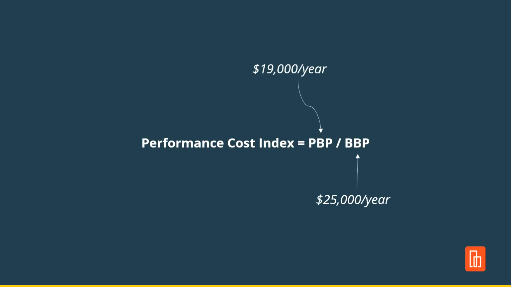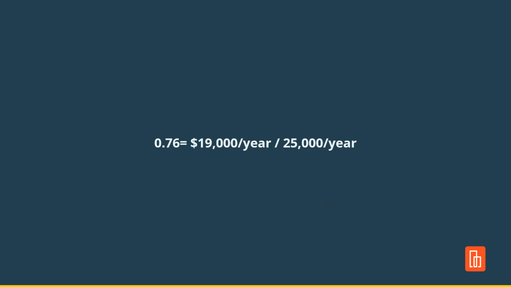Now, we have a little simple equation here. And if we throw some numbers at it, let's say your building costs 19 grand a year to run, and 25K was the baseline building, you can get your performance cost index out of that, and in this case it's going to be about 0.76. Okay, so this is a higher value than the target that was mentioned earlier, about 0.72. So clearly we have a challenge.